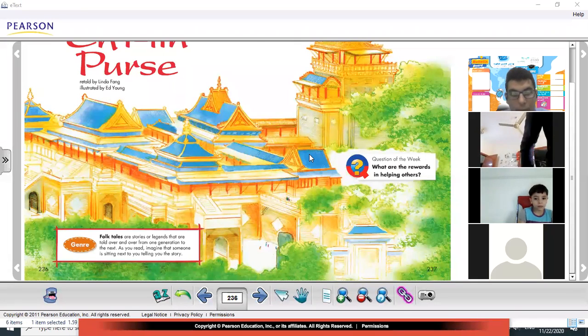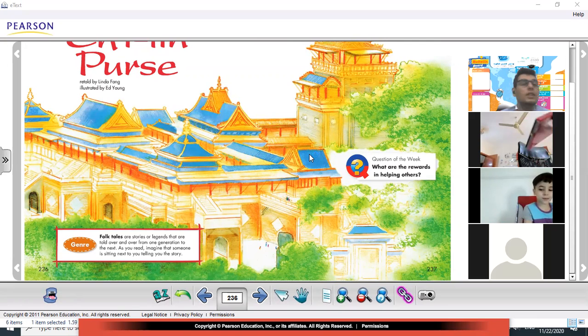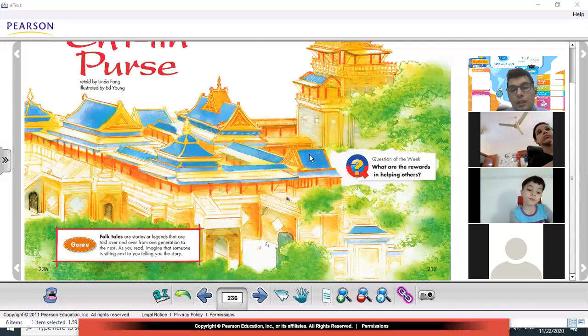Ahmed, can you please tell me what is the genre of the story? It's not "genre," it's genre. The genre of the story is folk tales. What is a folk tale? Stories or legends that are told over and over from one generation to the next.